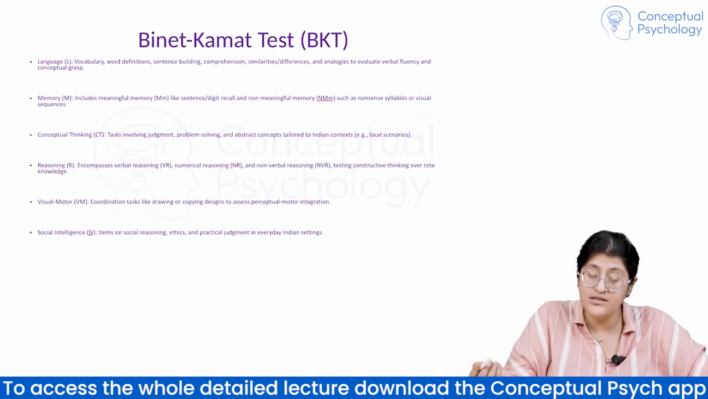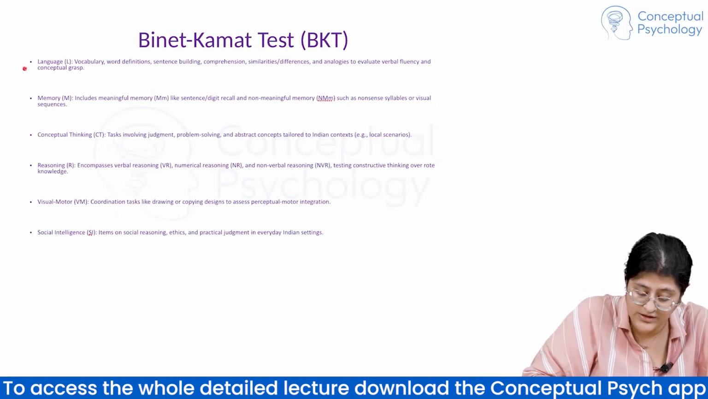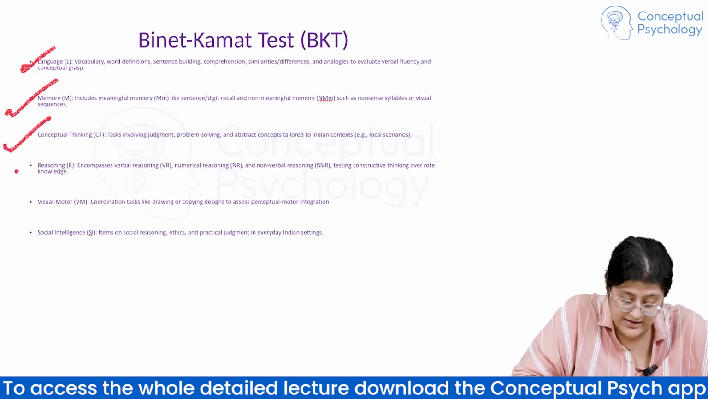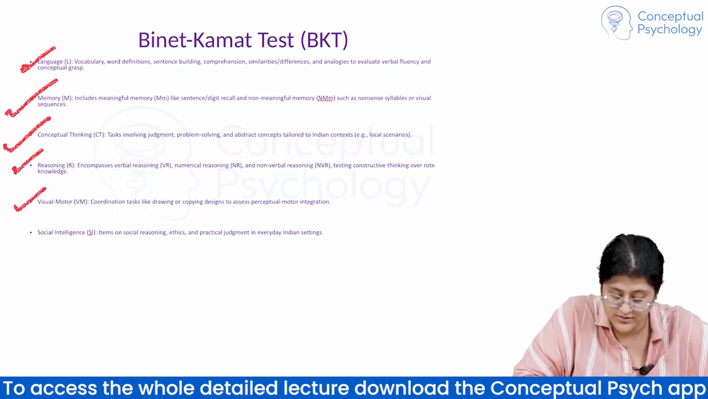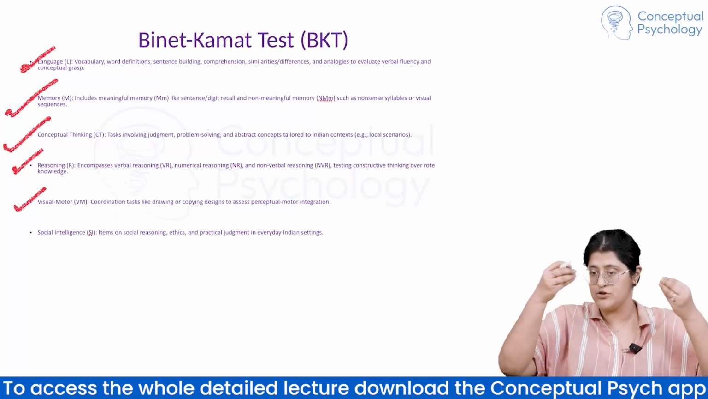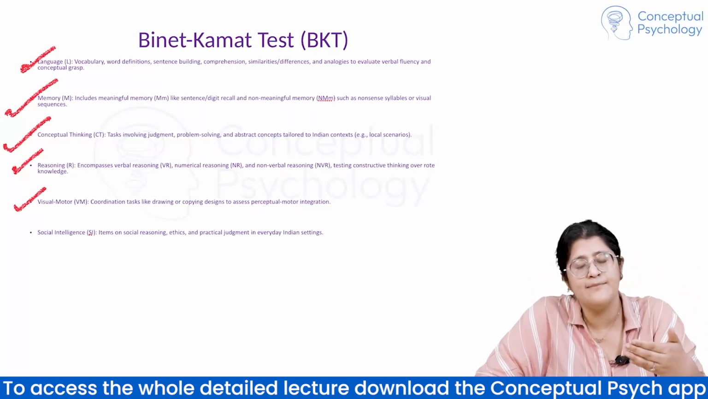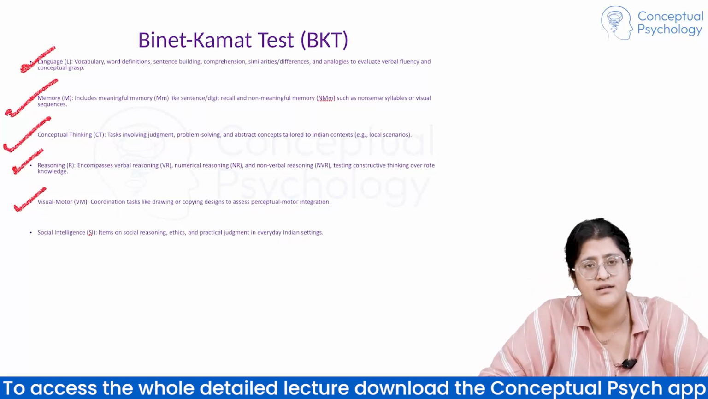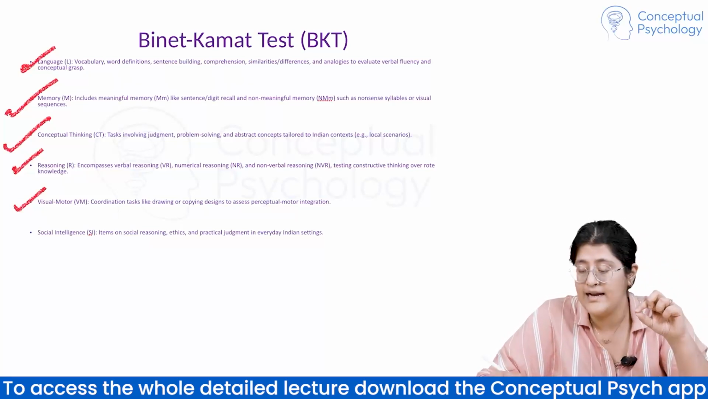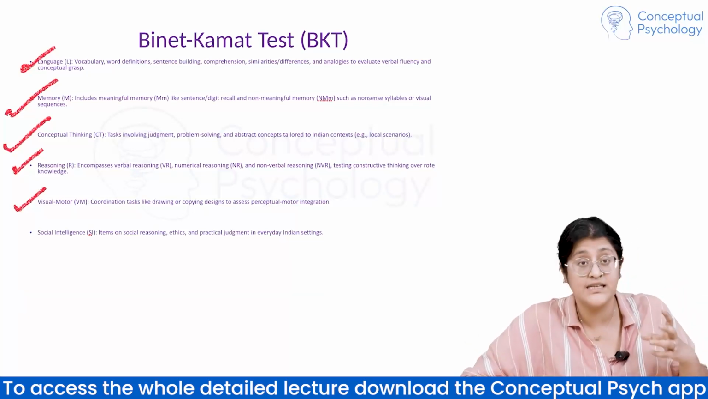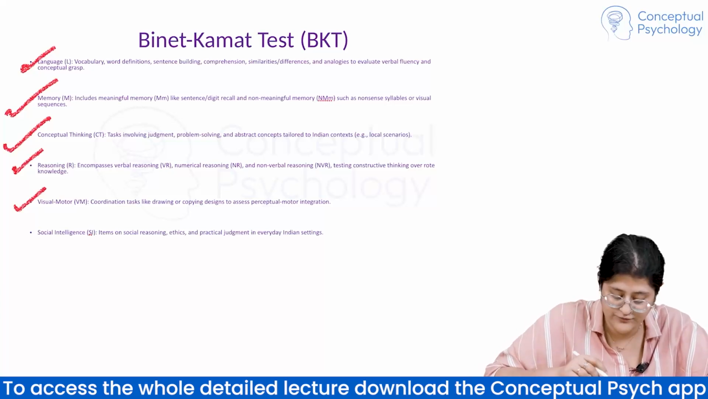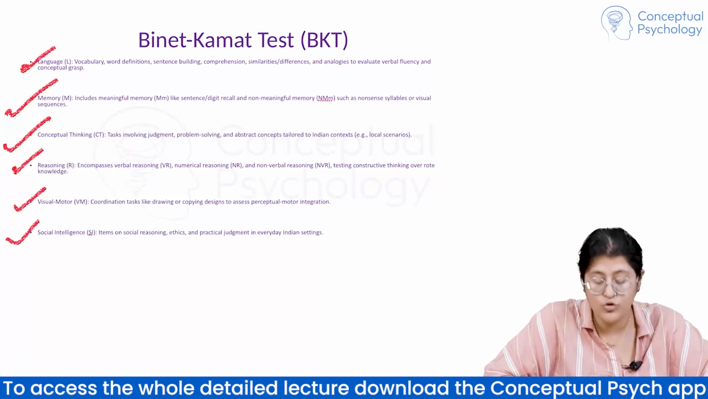Now, what are the components of the Binet-Kamat? Language, memory, conceptual thinking, right? Reasoning, visual motor. So, drawing, and how do you assess visual motor? What is visual motor assessment? That what I am seeing, am I able to copy it down? Is there a coordination between what I'm seeing and what I am drawing? So my motor skills and my visual skills, can I coordinate between the two, right? So that is your visual motor and social intelligence.